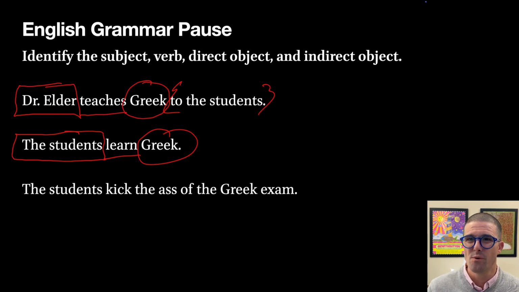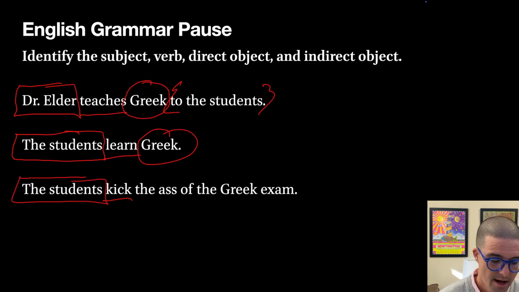Okay, let's do one more, probably the best one here, and what you will in fact do in the future. The students kick the ass of the Greek exam. Go ahead and pause and find the different elements of this sentence. All right, so starting with our verb, the action is kick. The ones doing that, the subject of the sentence, the students, what they are kicking, what is most directly affected, is the ass.